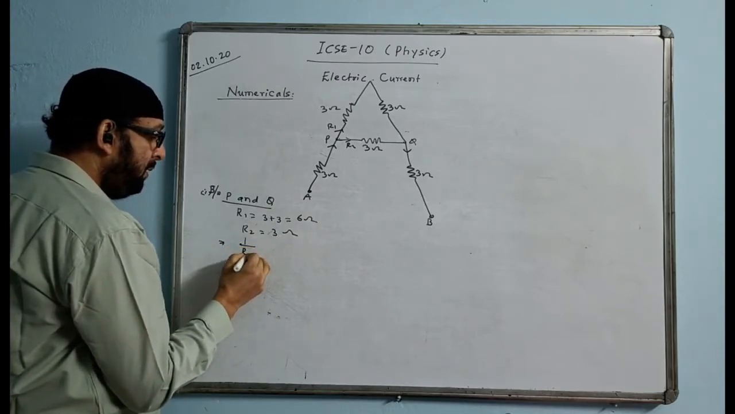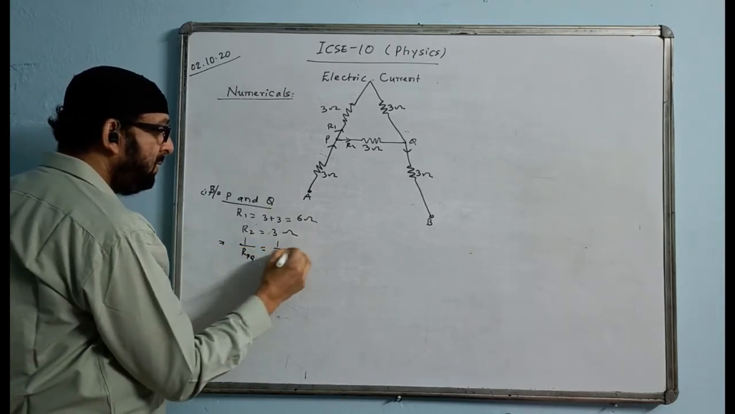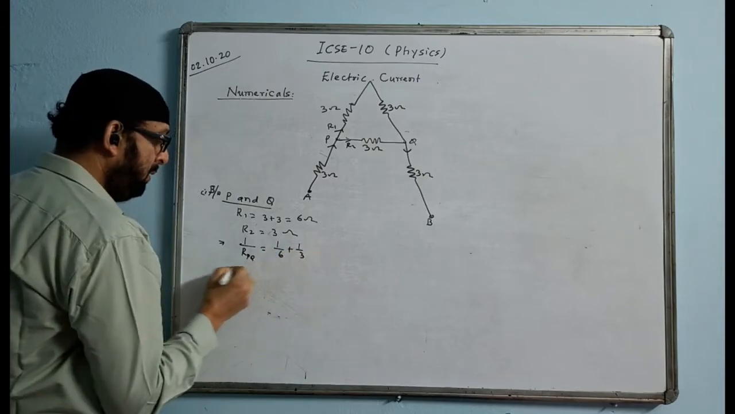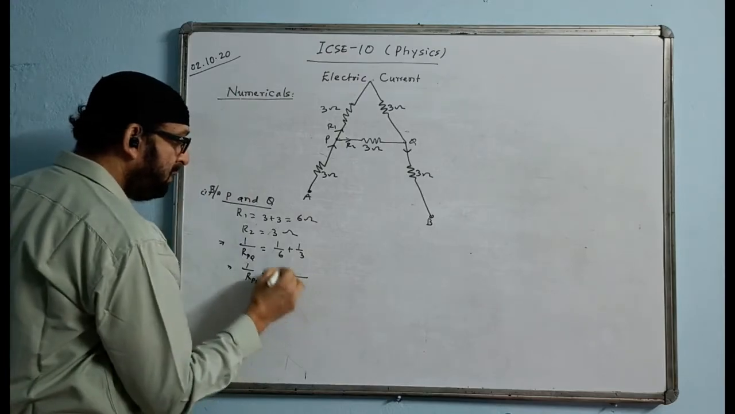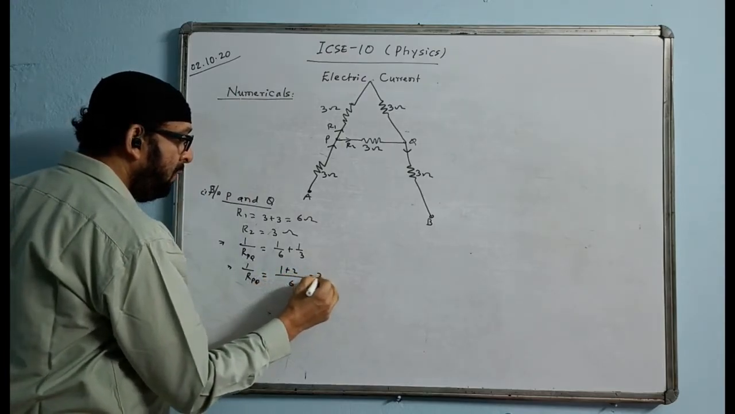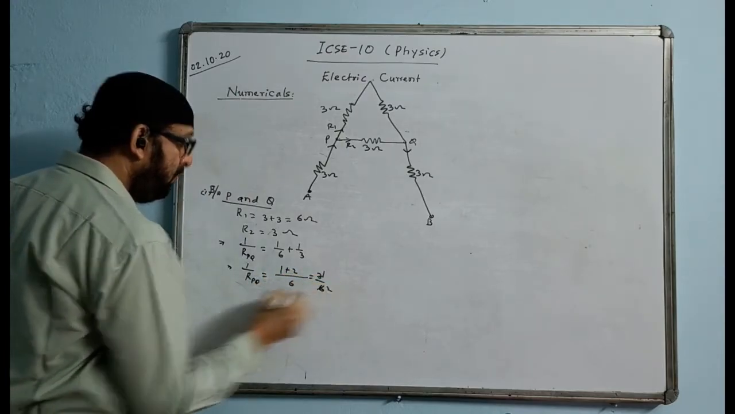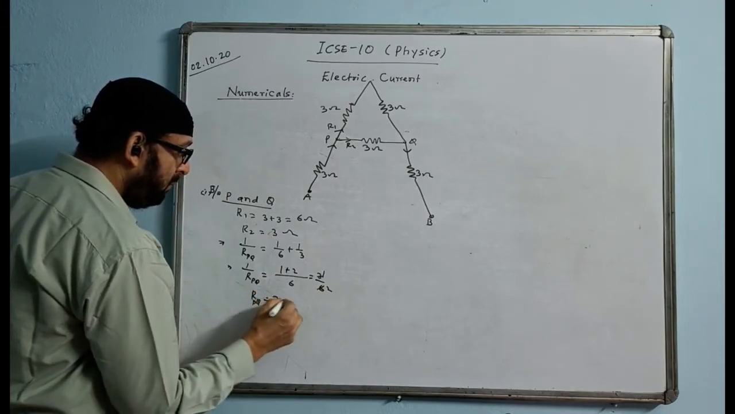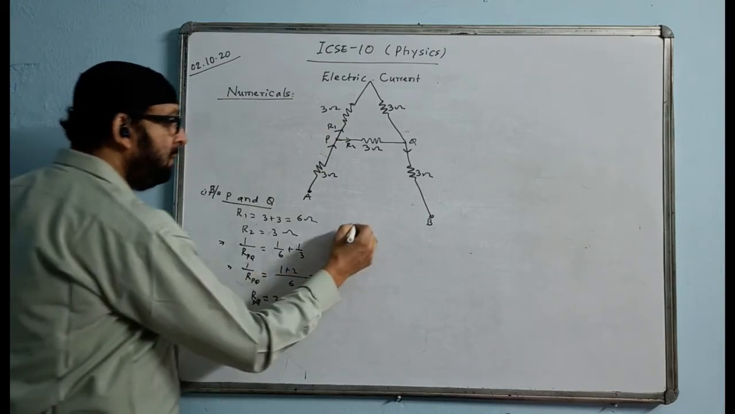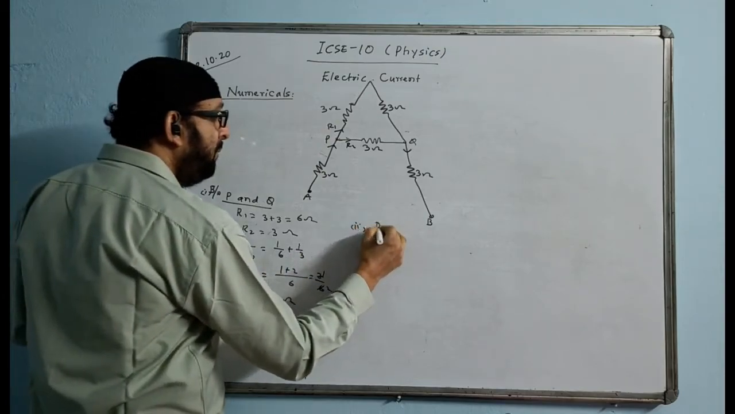Therefore R between P and Q will come 1 by 6 plus 1 by 3. LCM we will take there 6, we get 1 plus 2, 3 by 6, 1 by 2. Reciprocating at the end, the answer will come 2 ohm. This is the first answer. Second part we are doing now.